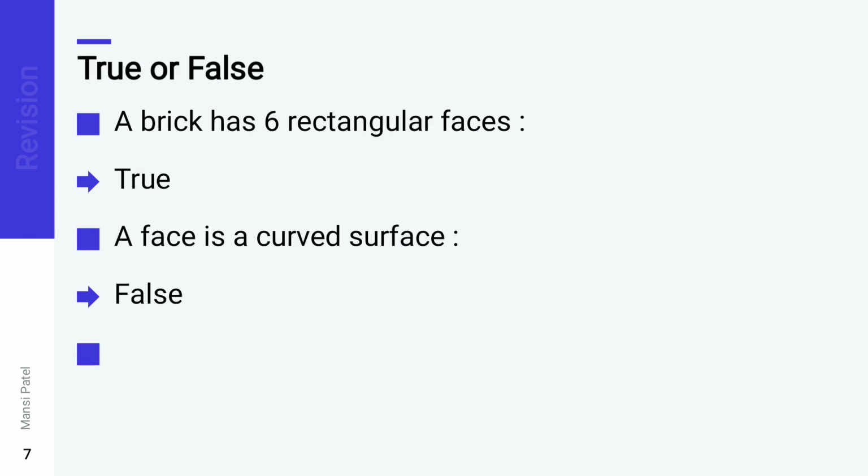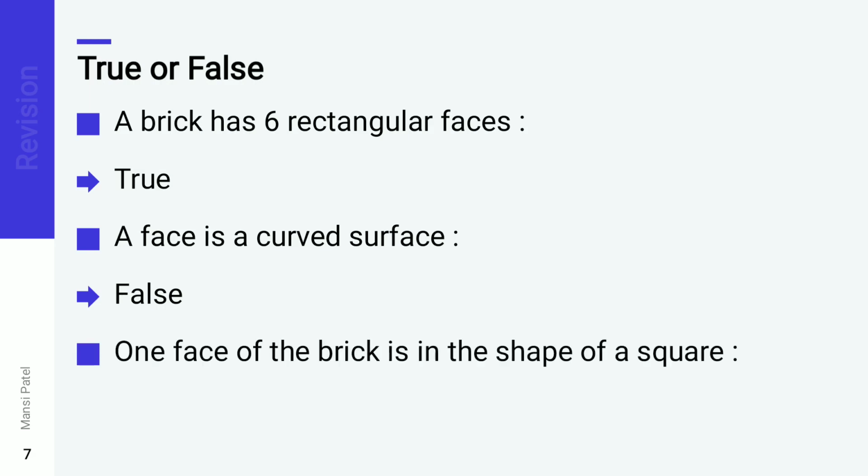Then the next one: the face of the brick is in the shape of a square. If you see any face of the brick, does it look like a square or not? No. All the faces of the brick are not in the form of square, all are in the form of rectangle. So this one is also false.